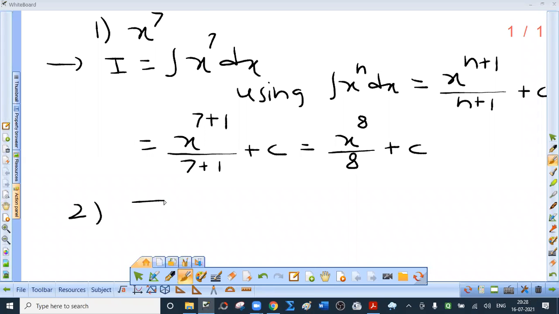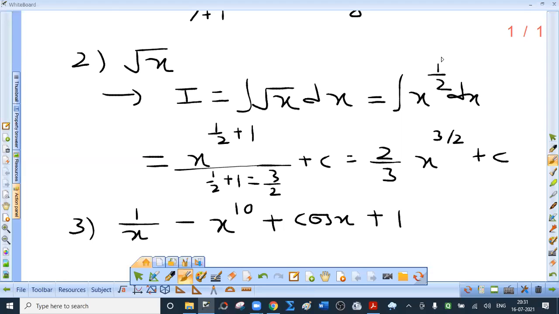Second function is root x. Tell me your answer. Now next function, root x. What is root x? X raised to half. What is integral of x raised to half? X raised to half plus 1 upon half plus 1. Half plus 1 is 3 by 2. What is 1 upon 3 by 2? 1 upon 3 by 2 is nothing but 2 by 3. So it is 2 by 3, x raised to 3 by 2 plus c.